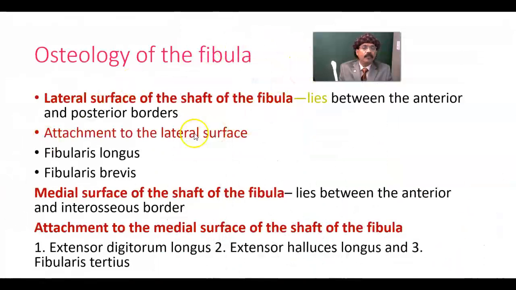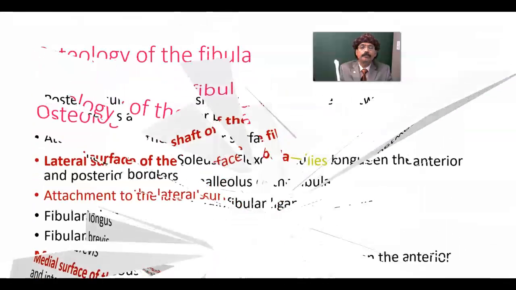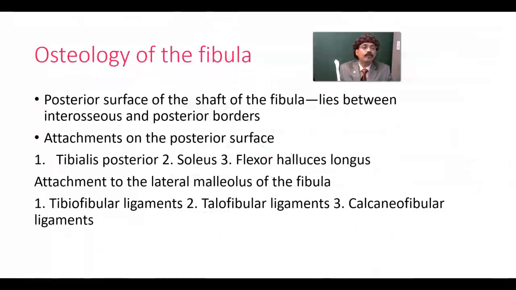Okay, the lateral surface lies between the anterior and posterior border. Attachments of the lateral surface we just discussed: fibularis longus, fibularis brevis, also called peroneus longus and peroneus brevis. The medial surface of the shaft of the fibula lies between the anterior and interosseous border. Attachments to the medial surface: extensor digitorum longus, extensor hallucis longus, and fibularis tertius. The posterior surface of the shaft lies between the interosseous and posterior border. Attachments: tibialis posterior, soleus, flexor hallucis longus.